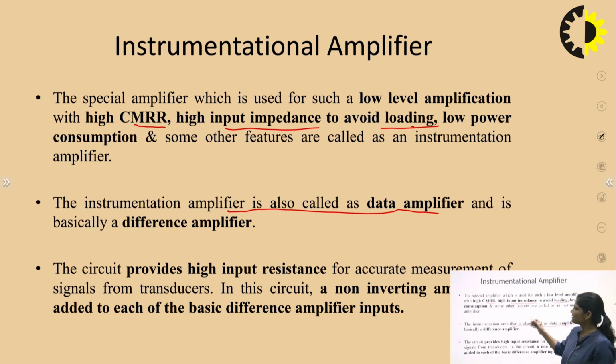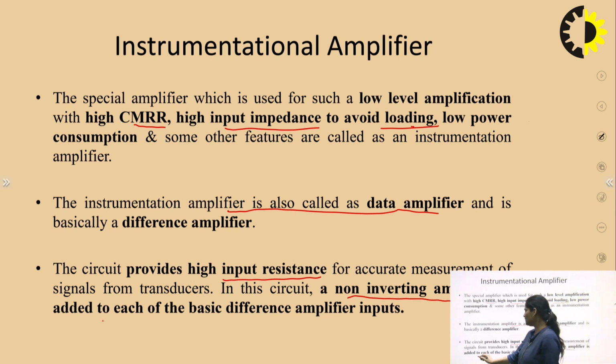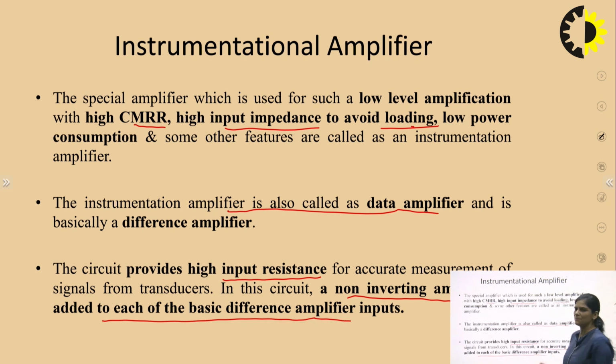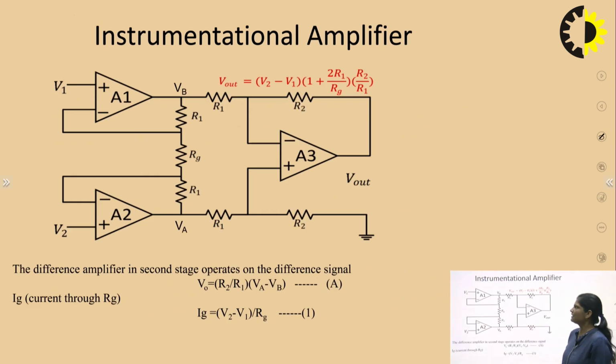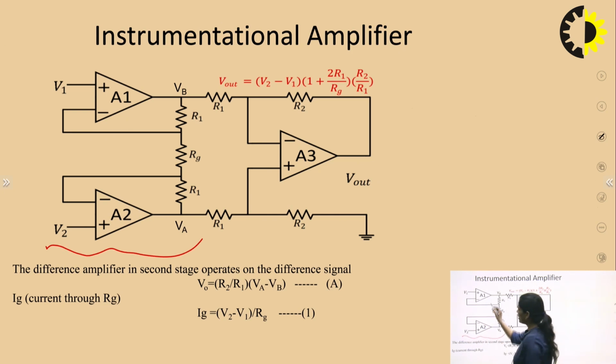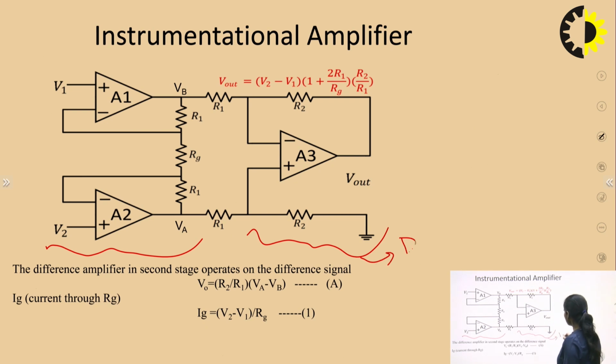This instrumentation amplifier circuit provides high input resistance for accurate measurement of signals from transducers. In this circuit, a non-inverting amplifier is added to each terminal of the difference amplifier. This is the circuit diagram of the instrumentation amplifier. Let us consider this the first stage, where you have two non-inverting circuits connected to the terminals of this difference amplifier. This is the second stage, our difference amplifier.